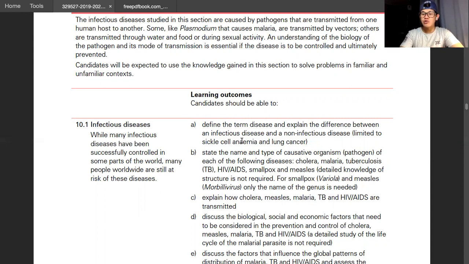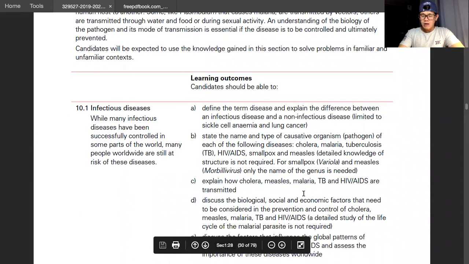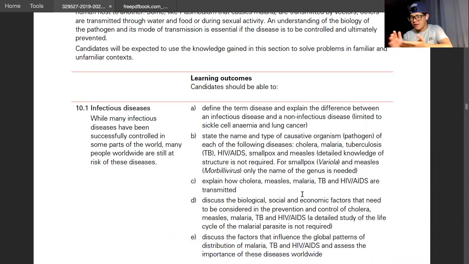And for all of these, we need to know the name and type of causative organisms. So in other words, what is causing TB, for example? What is causing cholera? What is causing malaria? Is it bacteria? Is it fungi? Is it a virus? Or what? And so on and so forth. Right? And we also need to know how they are transmitted, the modes of transmission, how it gets transferred, how it gets infected from one person to another.